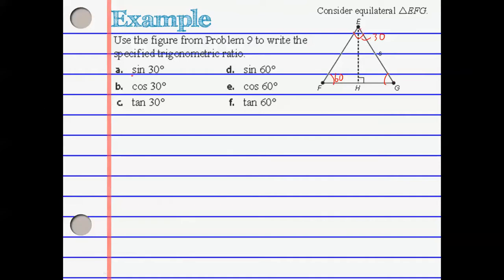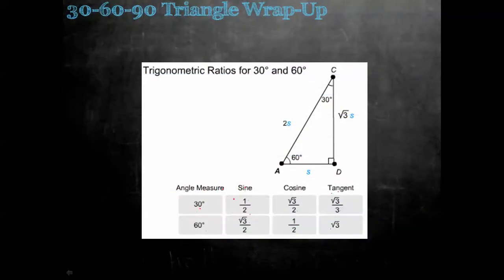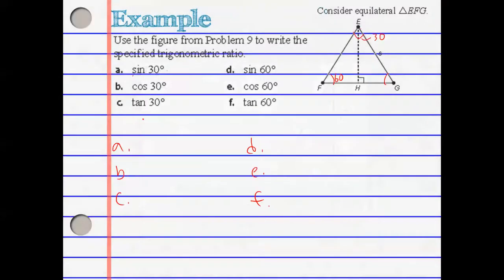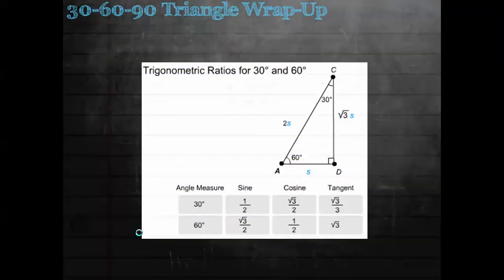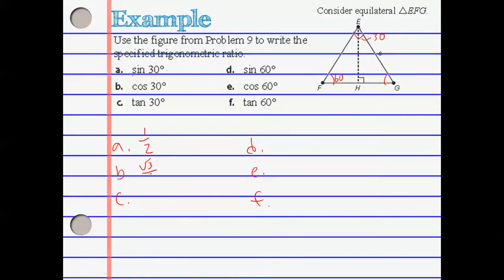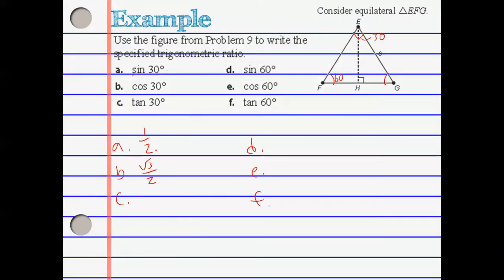So for this one, sine 30, all they're asking us to do is just write the ratios out. So all we have to do is just go back and look at our table. If we're given sine 30, then we would have 1/2. If we're given cosine 30, here's cosine and here's 30, so that's square root of 3 over 2. If we're given tangent 30, here's tangent, here's 30, so it's square root of 3 over 3.